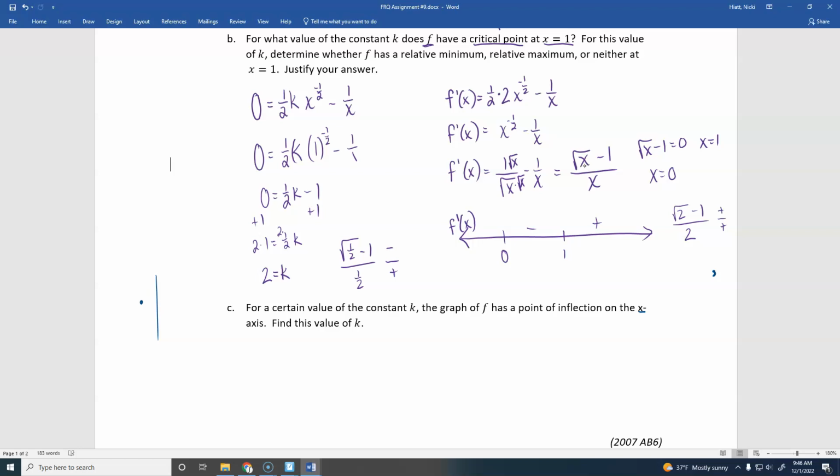So since we see our derivative switch from negative to positive, we have a relative minimum here. So we would say that f has a relative minimum at x equals 1 since f prime of x switches from negative to positive at x equals 1, or at that point.